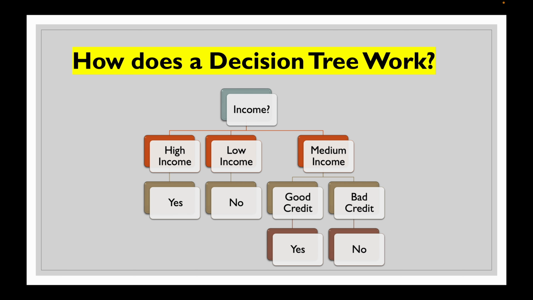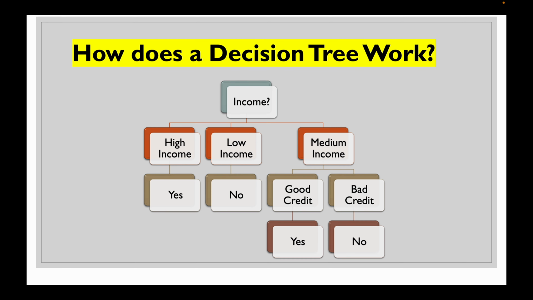At the end of every branch, we get a final decision in leaf node. High income, yes to buy a car. Low income, no. Medium income plus good credit, then yes. And medium income plus bad credit, then the result is no. So this is how a decision tree works.